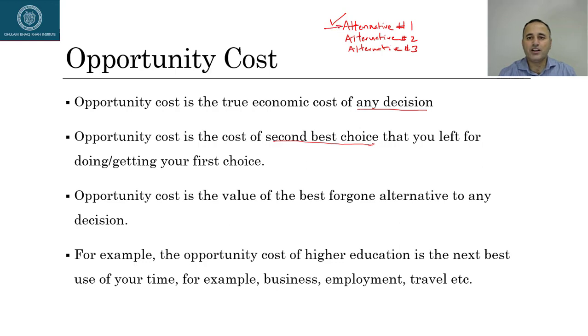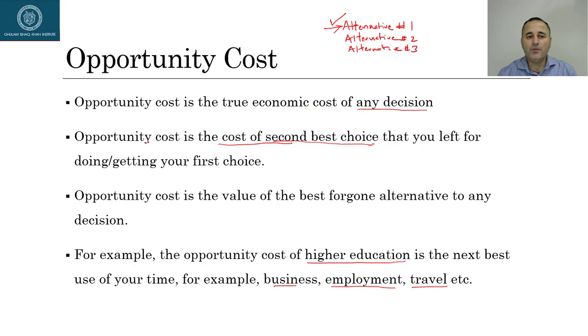So if I choose alternative number one, opportunity cost is actually the cost of not choosing alternative number two. To give an example, the opportunity cost of higher education. Suppose after your undergraduate degree, you would like to go for higher education, let's say a PhD. A PhD normally takes 4 to 5 years. In those 4 to 5 years, you could easily start a business, or look for a job, or alternatively travel around the world. So there is a cost to each decision. Opportunity cost is the true cost of any decision.